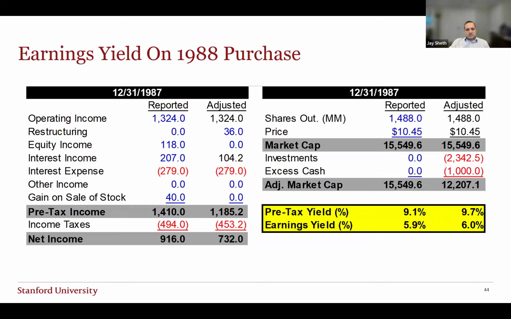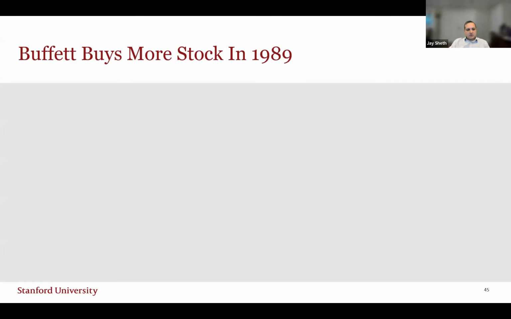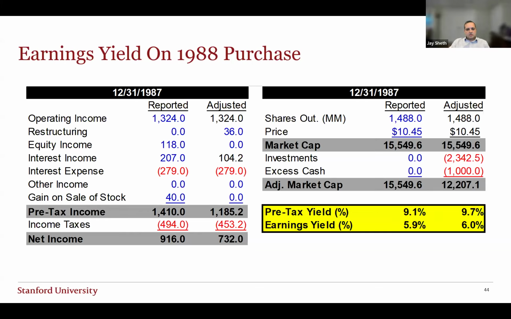So you were buying the core business for about $12.2 billion. So again, if you take it on an adjusted pre-tax earnings yield, the 1.185 over the 12.2 billion, it's about a 9.7, almost a 10% pre-tax yield, and then 6% after tax. So really right within that kind of target range that Buffett talks about.